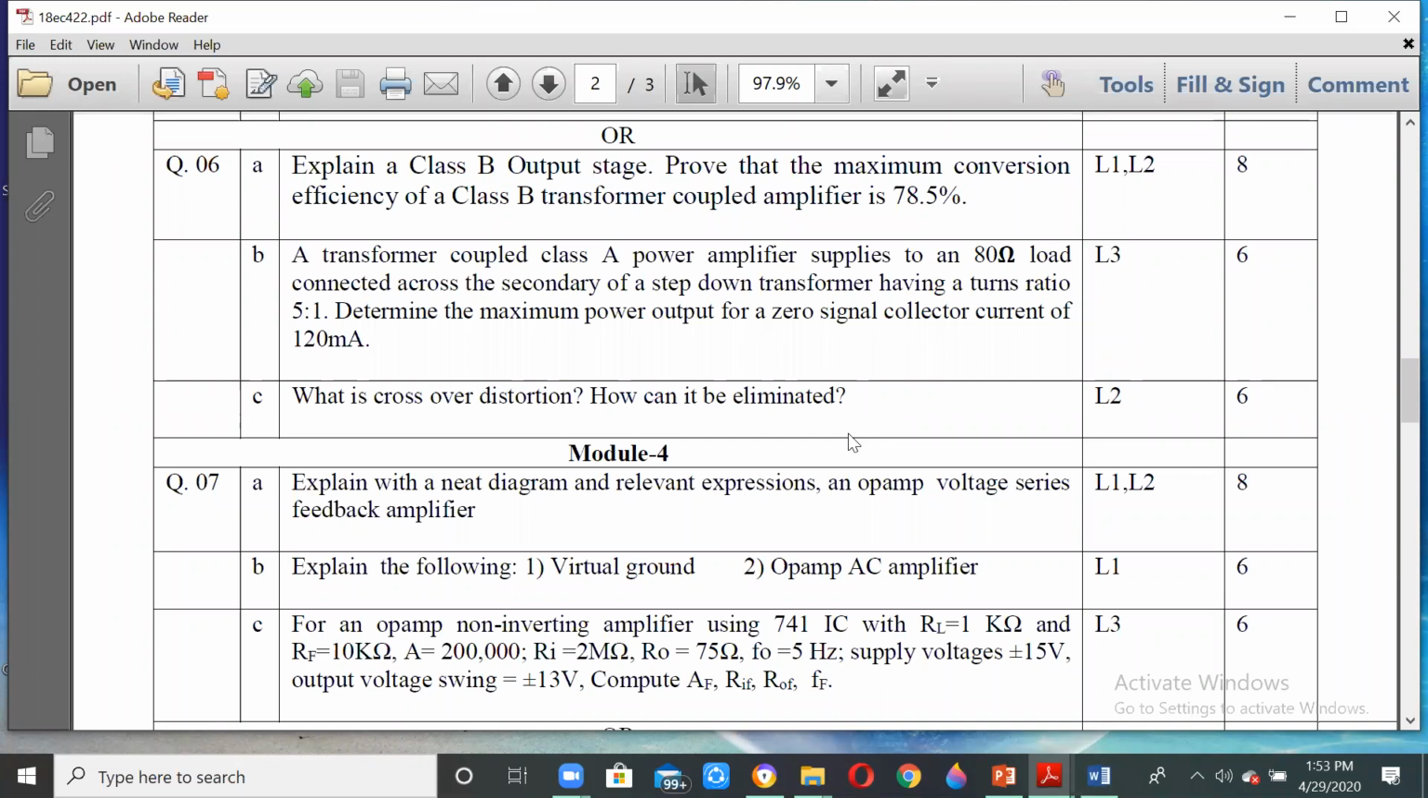So with this, we come to the end of the model 1, 2, 3 question bank for this. The only part remaining is the transformer coupled class A amplifier, the transformer coupled push-pull amplifier, class B, and the class C amplifier, which will generally be known as tuned class C amplifier.